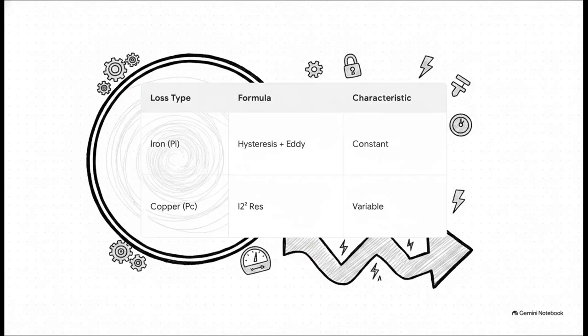Now, to really grasp efficiency, we have to talk about where that power gets lost. We're looking at two primary types of energy waste here. First up, we've got iron losses, which we call PI. This includes hysteresis and eddy current losses, but the absolute key thing to remember is that these are constant. Whether the transformer is powering a whole block or literally nothing at all, iron losses stay exactly the same just because the magnetic core is energized.